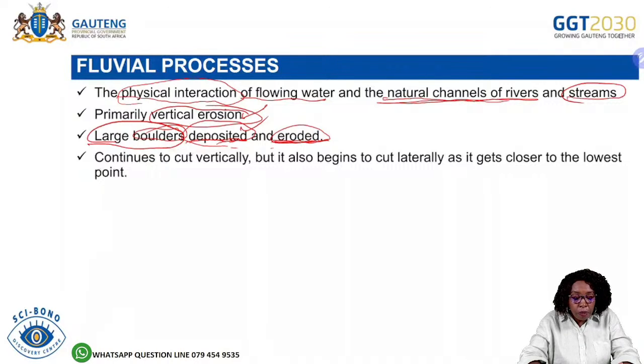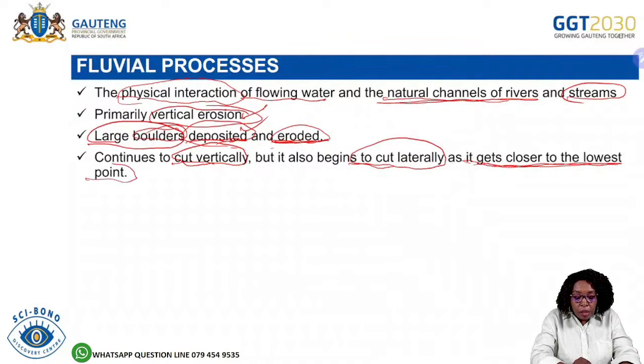And then also this erosion continues to cut the river vertically, but it also begins to cut laterally. So the type of erosion process that we will experience is that the river would be cut vertically, meaning that it would be increasing the depth of the river, and then also it would cut the river laterally, which then increases the width of the river as it gets closer to the lowest point. So all this is dependent on which part of the river that we are referring to. As it gets closer to the lowest points of the river, we will observe that the river is no more narrow as it was in the upper course, but now it starts to widen as it gets into its middle course and towards the lower course.